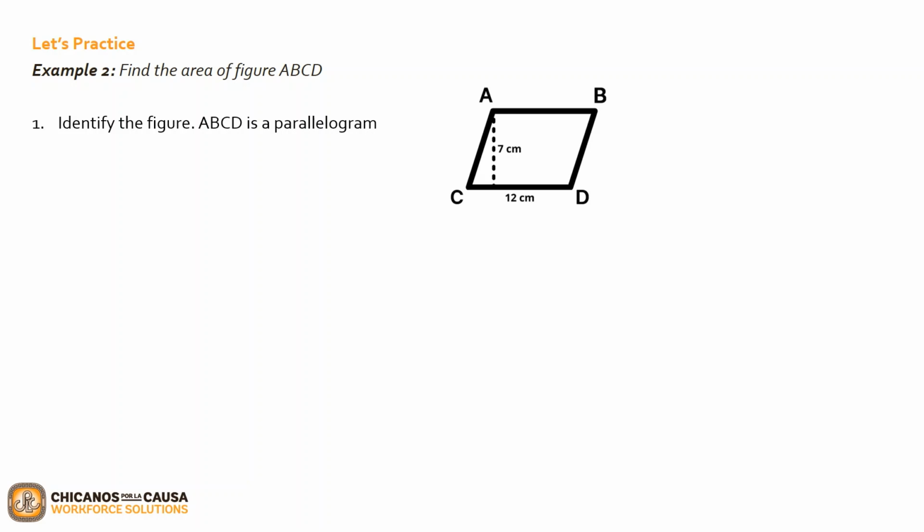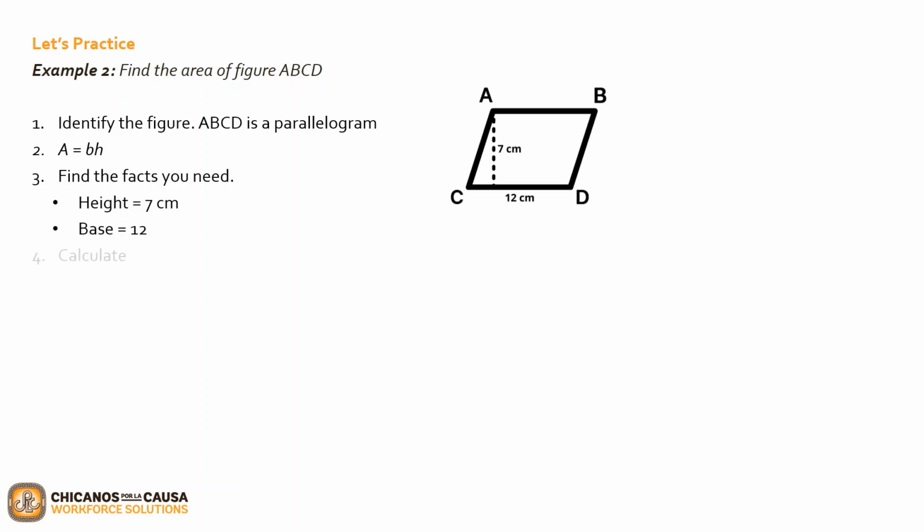So we go back to our formulas, and to find the area of a parallelogram, it is base times its height. Find the facts that you need on your diagram. We have a height of 7 centimeters. Remember, the height is a line from the vertex to the base. And then we have a base of 12 centimeters.